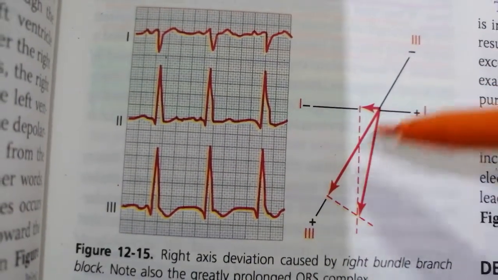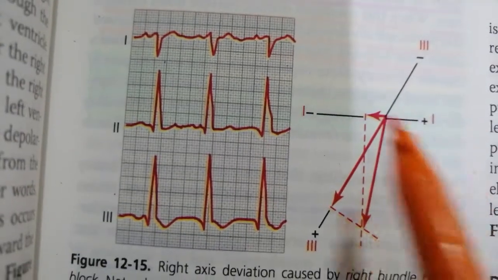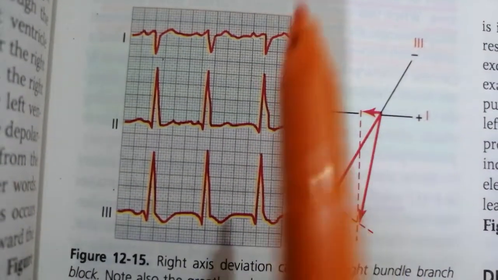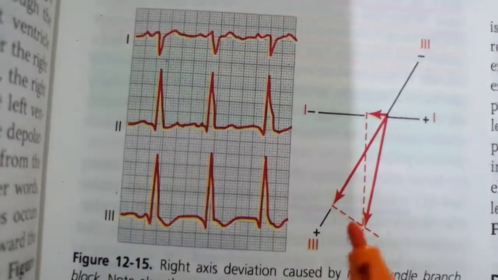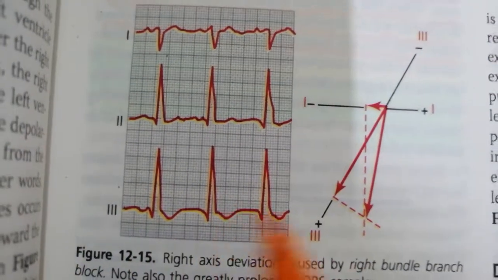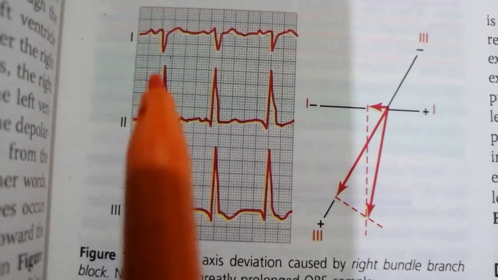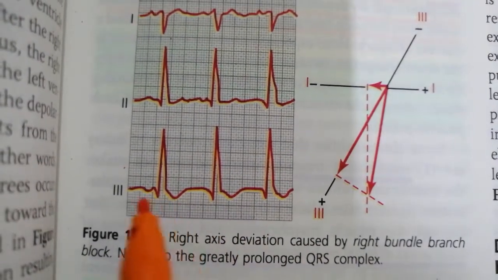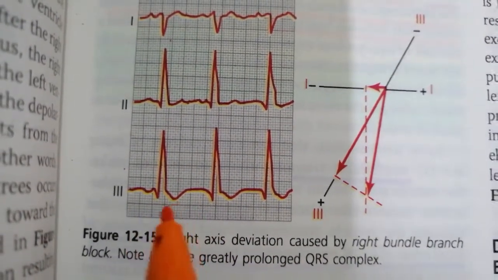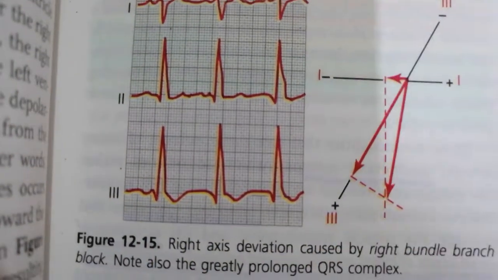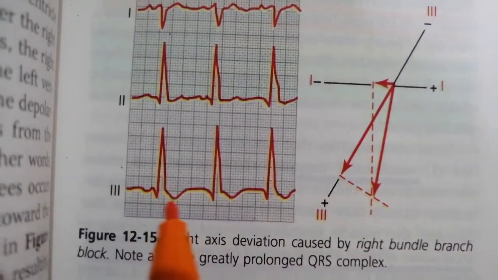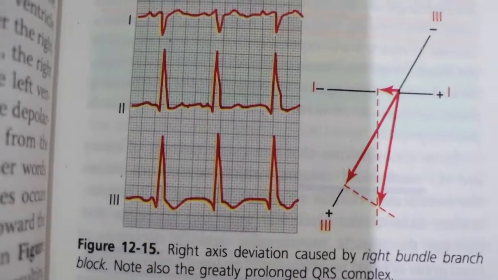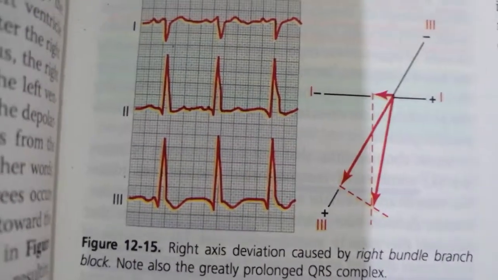And if you vectorially analyze it, you should be getting a negative deflection of the QRS complex in the first lead, and in the third lead you should be getting a positive deflection, right? And as you can see, the QRS complex is definitely prolonged. It is definitely more than just 0.08 seconds. It's almost covering 2 big blocks, so it's 0.4 and not 0.08, which is a normal interval.